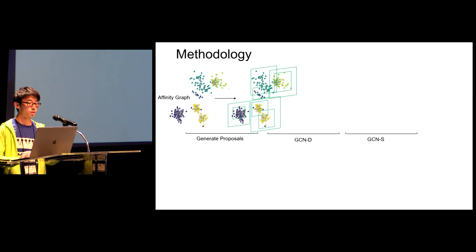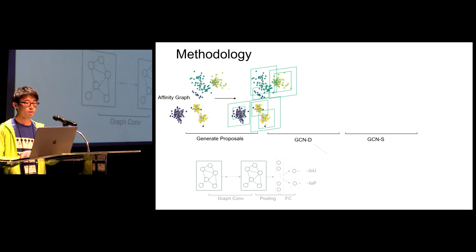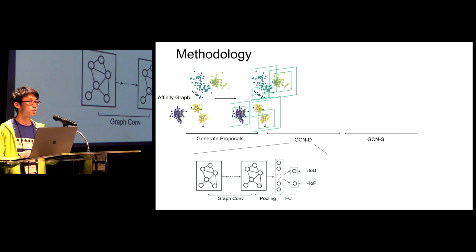The first module generates cluster proposals on the entire affinity graph. The cluster proposals are defined as subgraphs likely to be clusters. With all the cluster proposals, we then introduce two graph convolutional networks to form a two-stage procedure.